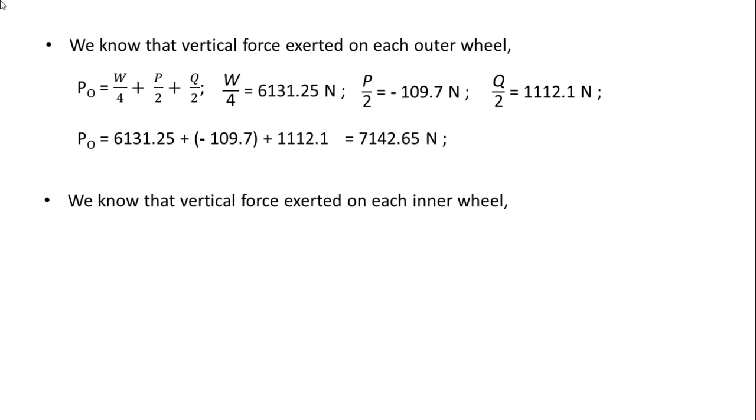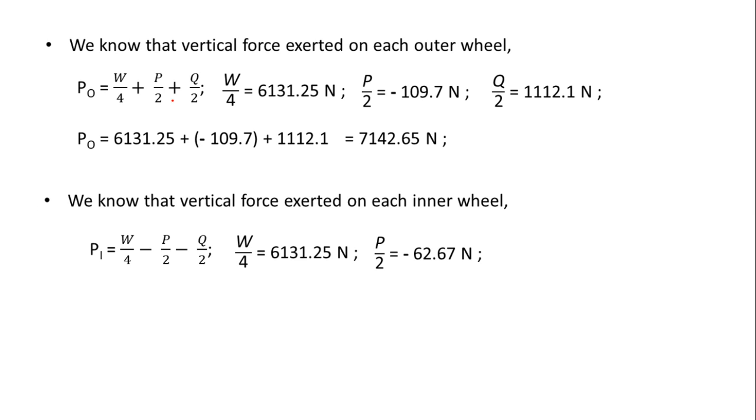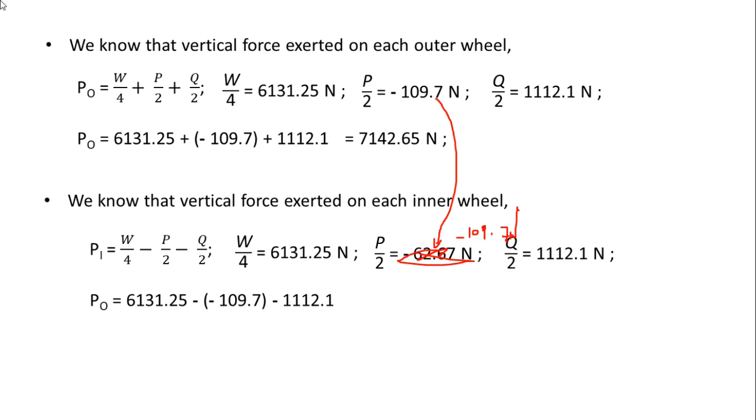Similarly for the inner wheel, the default formula is this. Now put the same negative value here in the place of P, the gyroscopic effect, so it will become plus. Don't change the formula as shown in the book. Same values: W by 4, P is minus. Actually it is wrongly typed here. This is 109.7; the same value should come here. Numerically all the values are equal, only the symbols are different. The same 109.7 is here, I think I have typed this wrong, so minus 109.7 Newton. The third one, Q by 2, 1121. Just the same values, the symbols are different. So that comes around 5128.85 Newton.